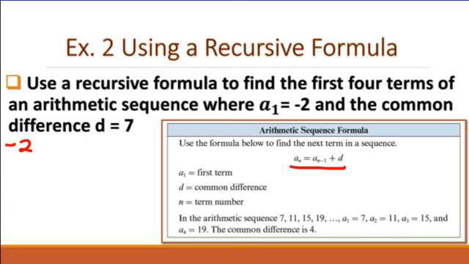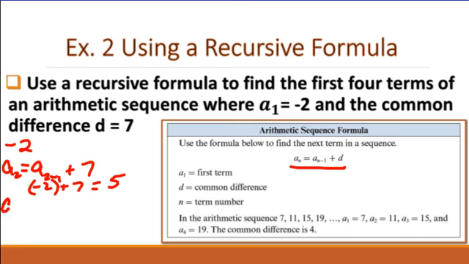Now if I want to find my second term, n, remember, is the number of terms. So I want to find the second term. That would be a subscript 2 minus 1 plus the common difference, which is 7. So really I'm looking at the first term plus 7. So I would put a negative 2 in here plus my 7 will give me my second term. Negative 2 plus 7 is positive 5.